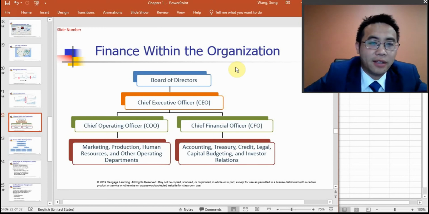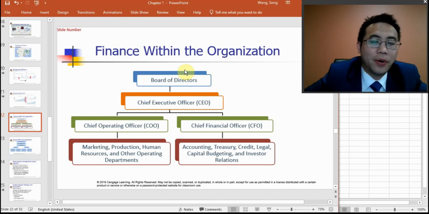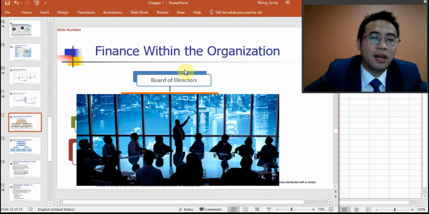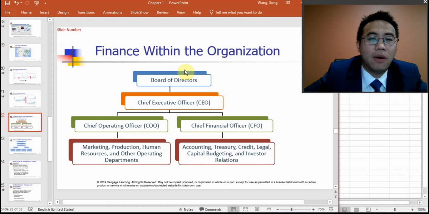Now let's take a look at the inside organizational structure of a corporation. On the top of the hierarchy, you will see the board of directors. These people are elected by the shareholders or the owner of the corporation in a democratic way. The board of directors make major decisions for the company, such as an initial public offering for the company to go public, or mergers and acquisitions to buy a target firm, or launching business in a foreign country.